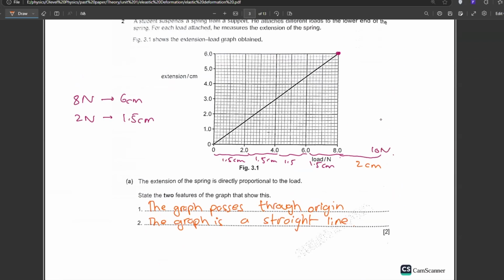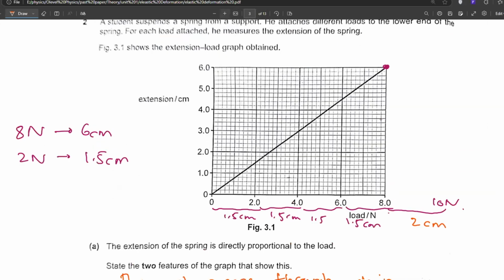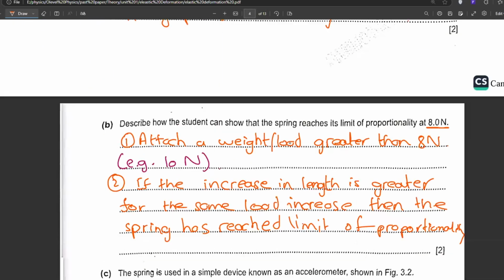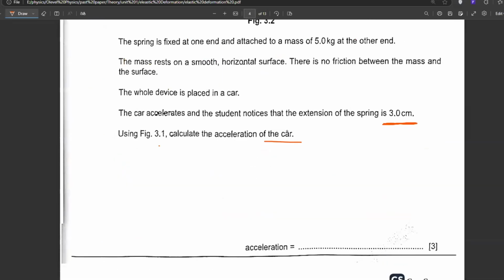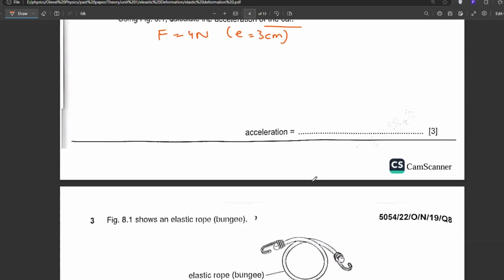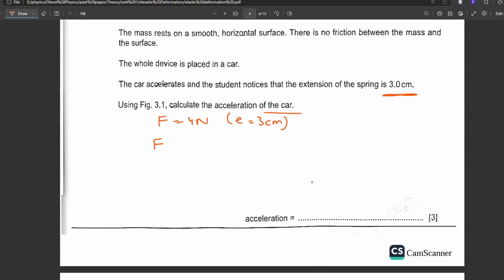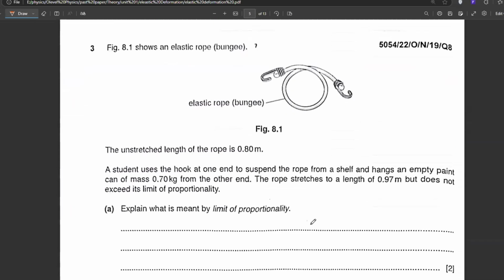Okay, we have to calculate the acceleration of the car. First and foremost, what can you do? You can come here and see that at an extension of 3 centimeter, we have a force of 4 Newton. What is the mass? 5 kg. Can you calculate the acceleration? Yes. F equals ma. Your force is 4 Newton, your mass is 5. Acceleration is 4 over 5, that is 0.8 m/s². Simple as that. Let's move on to the next question.